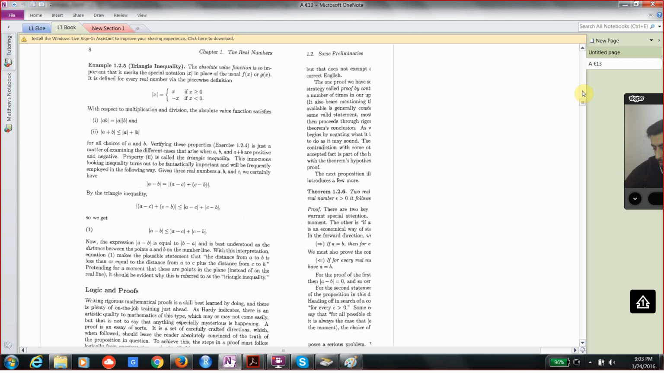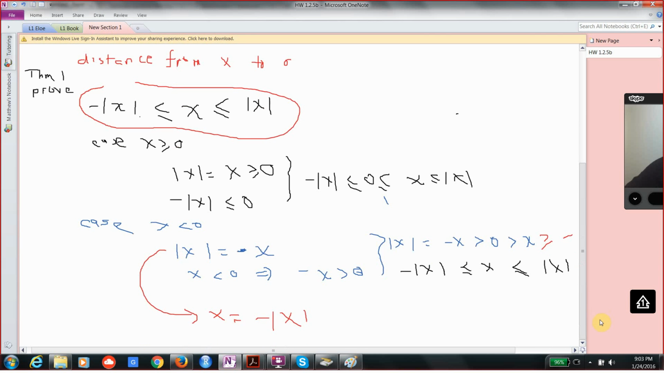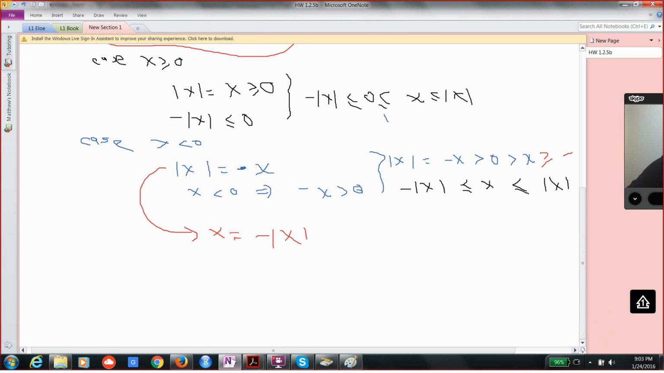He doesn't actually give it. He doesn't give this result. Okay, but we're going to need it. That's okay. So the last thing we want to prove before we can prove this is what's called the triangle inequality. This is one of the most important results in analysis. It's called the triangle inequality.